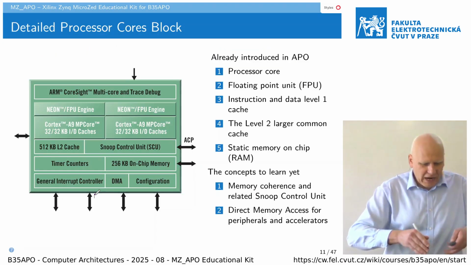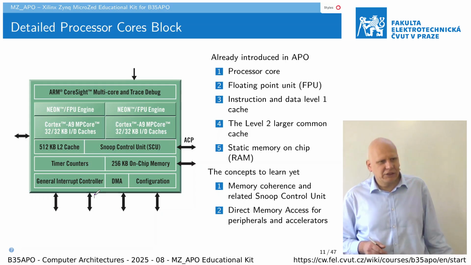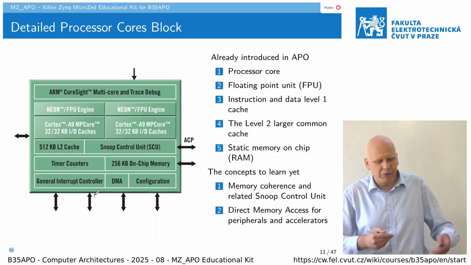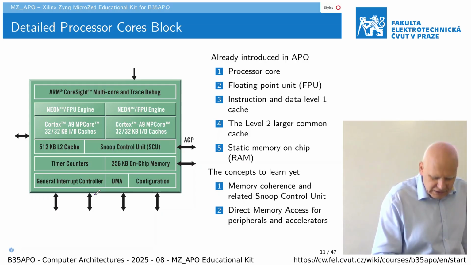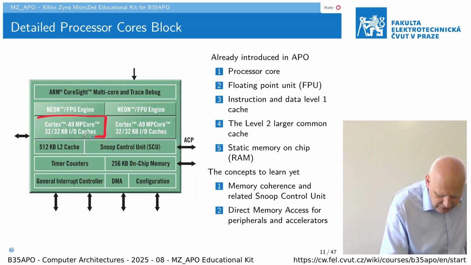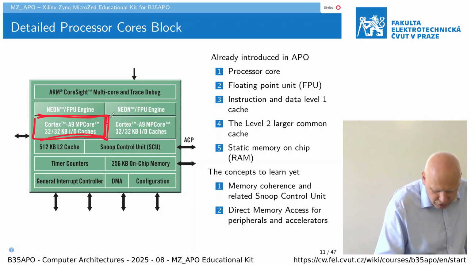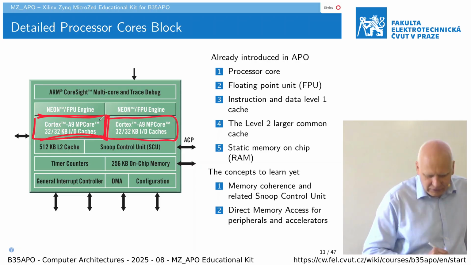If we go down to those parts which you already should know from our previous lectures, then we see that there are in fact two processor cores, one and the second.